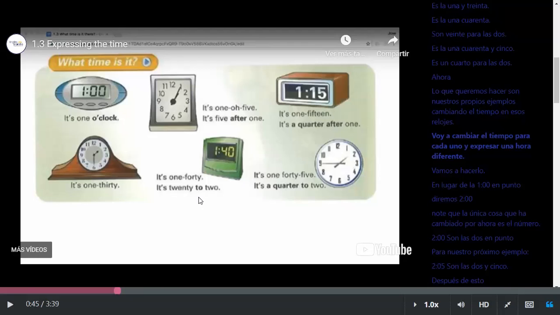20 to 2. Y la otra forma, it's 20 to 2. Aunque suene como chistosito, 20 para las 2. It's 20 to 2.